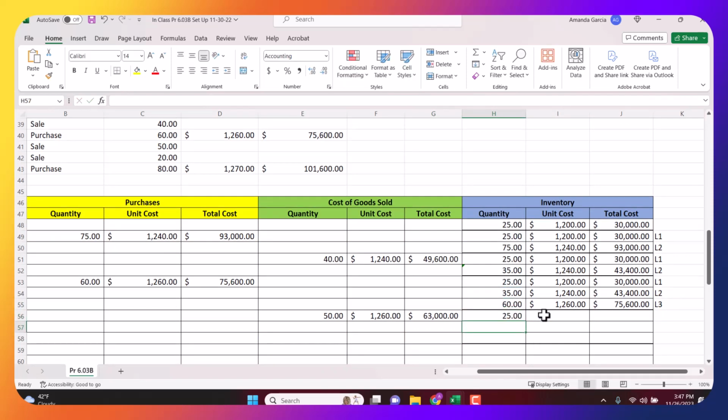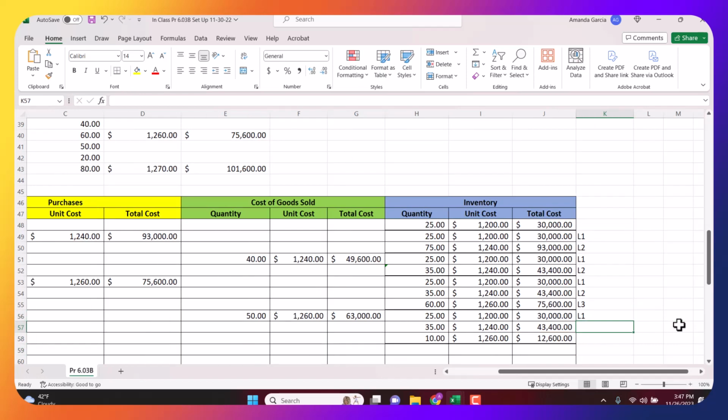I'm going to maintain my layers. I still have beginning inventory. I still have 35 units left of the $1,240 per unit items. And then I have 60 minus the 50 that we sold. Last in, first out. So I'm going to do L1, L2, L3. So I'm maintaining currently 3 layers of inventory.